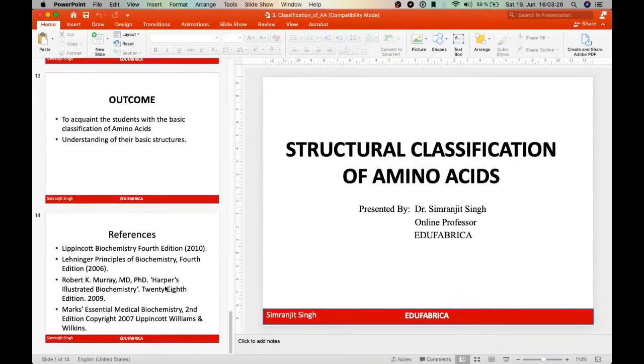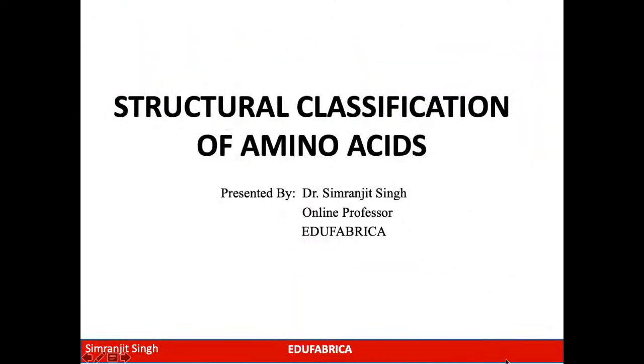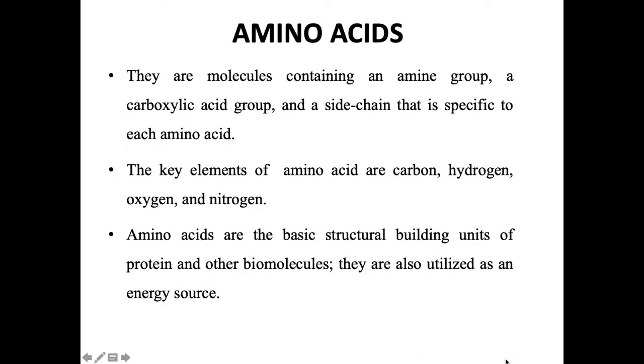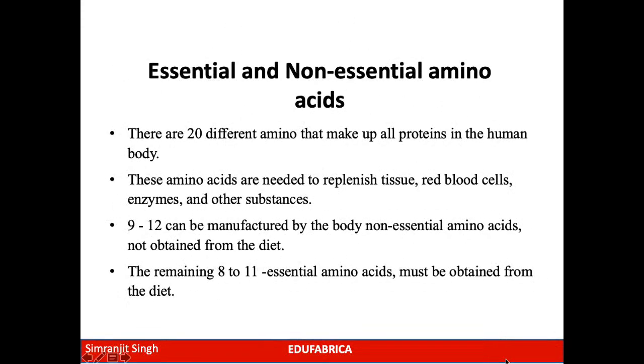Structural classification of amino acids. In this we will discuss the various classes of amino acids, how their structures differ, and their roles. Amino acids are molecules containing an amine group, a carboxylic acid group, and a side chain that is specific to each amino acid. The key elements are carbon, hydrogen, oxygen and nitrogen. Amino acids are the basic structural building units of proteins and other biomolecules, and they are also utilized as an energy source. There are two types, essential and non-essential amino acids.